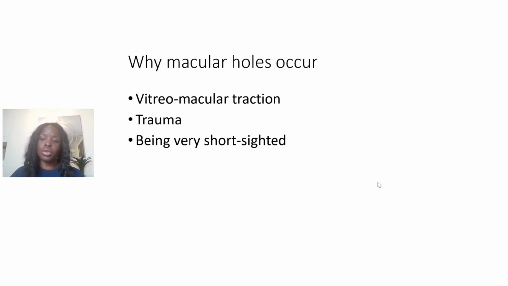And why do macular holes occur? Well, as we grow older, the jelly-like fluid that fills the back of the eye shrinks and pulls away from the retina. This is called a vitreous detachment. In some people, the vitreous is attached more firmly to the macula, and it pulls on the macula as it comes away, and this pulling can cause a macular hole. The macular hole can also be caused by trauma or by being very short-sighted.